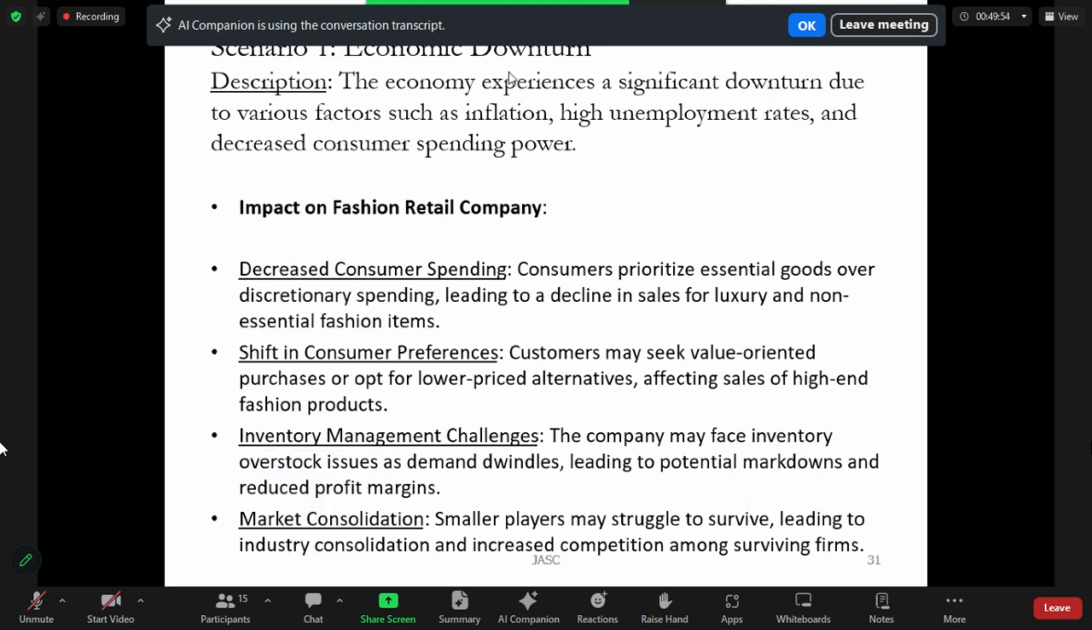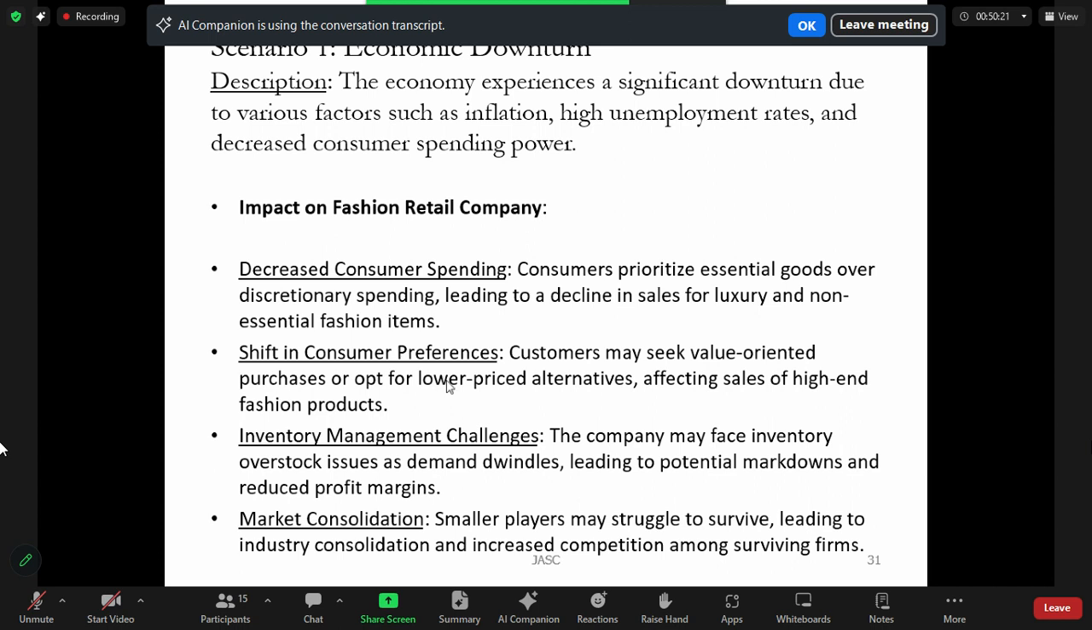So, economic downturn description: the economy experiences a significant downturn due to various factors such as inflation, high unemployment rates, and decreased consumer spending power. Some kind of downturn, right? The impact on a fashion retail company: you can see decreased consumer spending. Normally, if it happens, consumer spending will decrease.